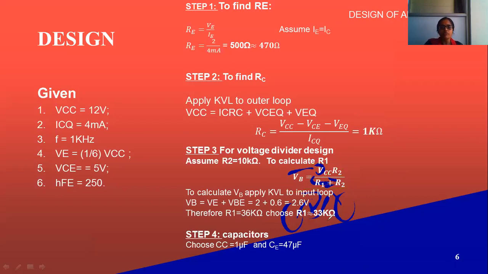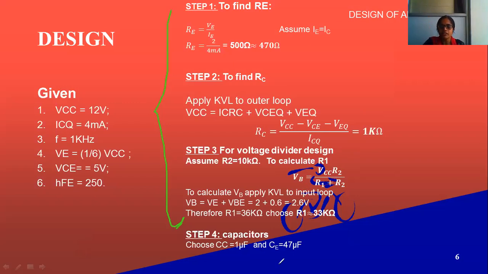Step 4 deals with the design of capacitors. Here I'll assume all the capacitors are of value 0.47 microfarad or 0.1 microfarad, depending on the frequency I deal with. Next, this is the design procedure of the amplifier block. Basically, the oscillator will have two blocks: one is the amplifier block, another one is the oscillator block. These are the design procedures of the amplifier block.